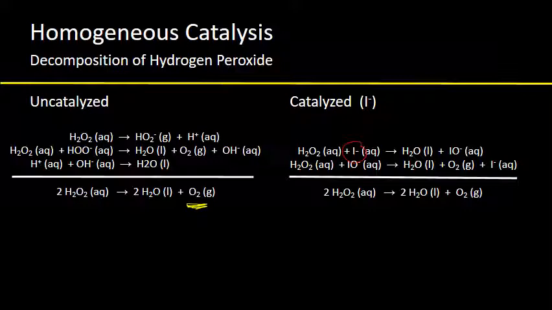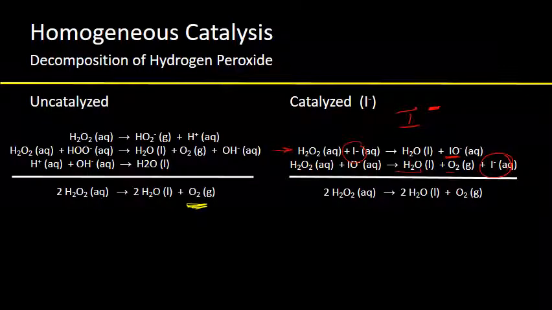That should be a superscript. You can catalyze this by adding iodide ions, and that gives you this lower energy rate determining step here, forming this hypoiodite ion. And the hypoiodite reacts with another hydrogen peroxide to make water, oxygen, and reproduces the iodide.